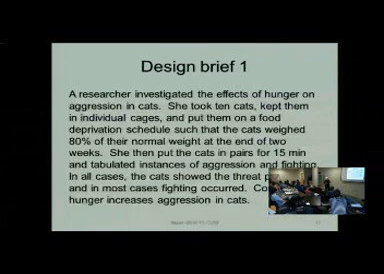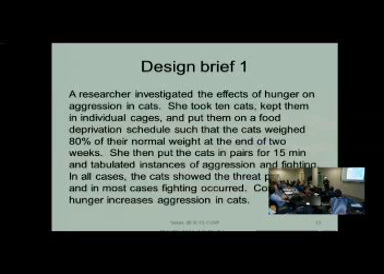So I've got a couple of these design briefs. These are descriptions of experiments that there's something wrong with. Let's do this first one. This is easy, but people don't always see even things that are easy.